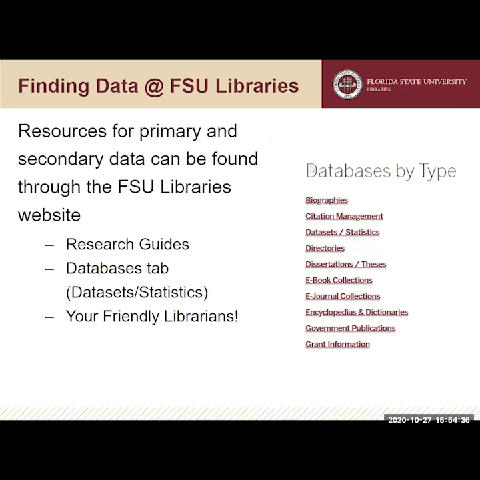All right, so finding data at FSU Libraries. So you saw a little bit of getting to the databases to find data through the libraries, resources that we have access to. But there are lots of ways, if you use the library website or you're using resources, that you can find primary and secondary data for your research. You can find this through our research guides, through the databases tab.